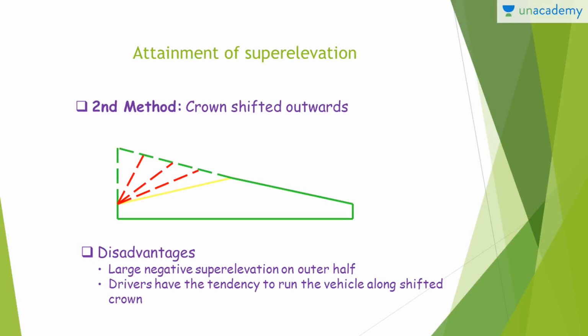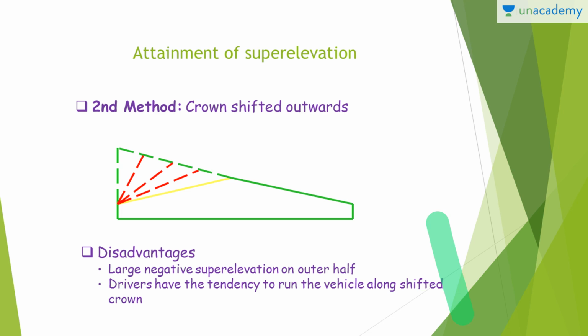Now the second method, that is crown is shifted outwards. So you can see this is a crown, so that gets shifted first like this, then like this, then like this, then like this. So this also has certain disadvantages. The first one is that there is a large negative superelevation on the outer half, and also the drivers have the tendency to run the vehicle along the shifted crown. So that is also another disadvantage.